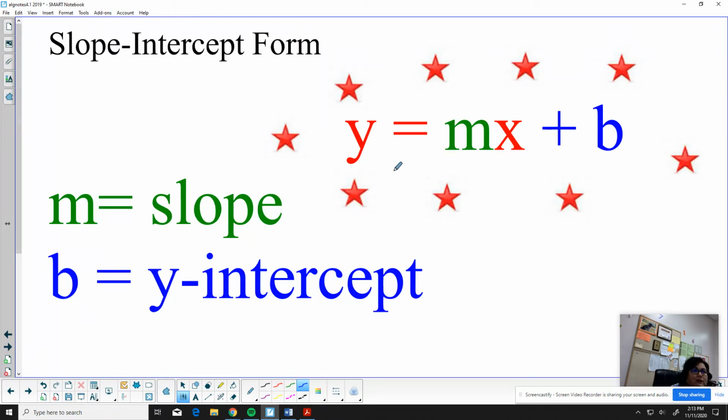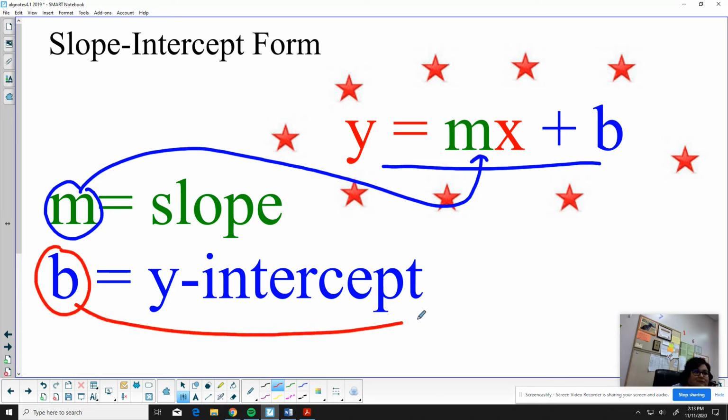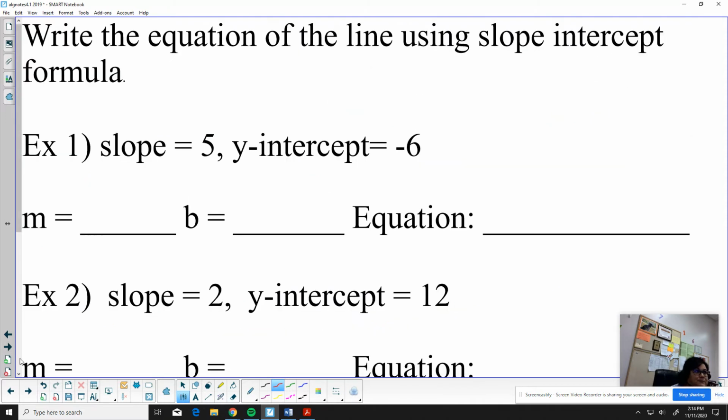All right, so y equals mx plus b. We did some of this in chapter 3. We're going to do some more today. So the m number is right in front of the x every single time. It's a number, and that stands for the slope. And the b is after the x, and that stands for where the line crosses the y-axis, or the y-intercept.